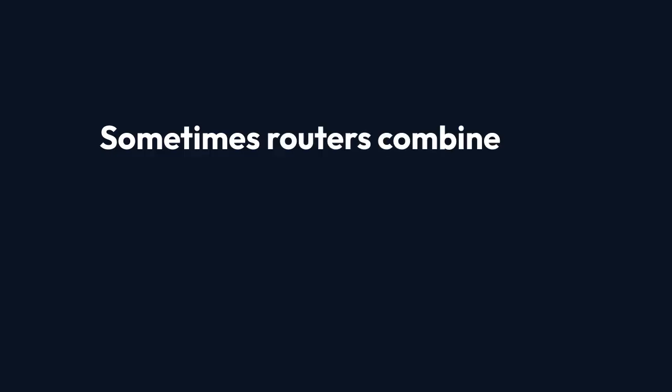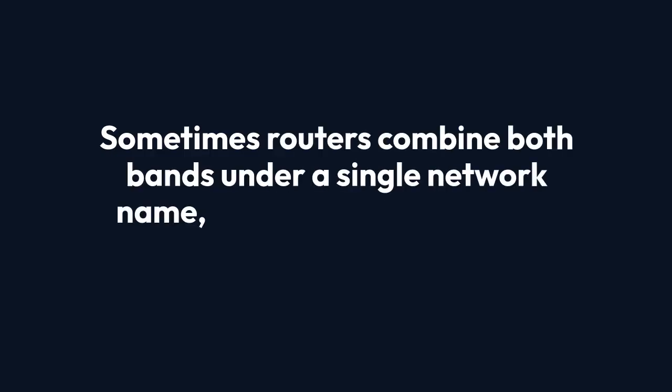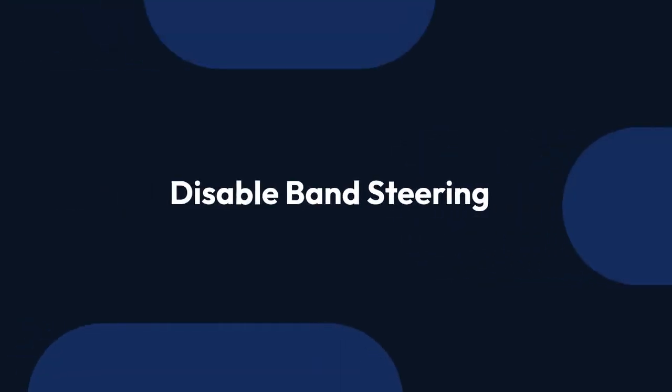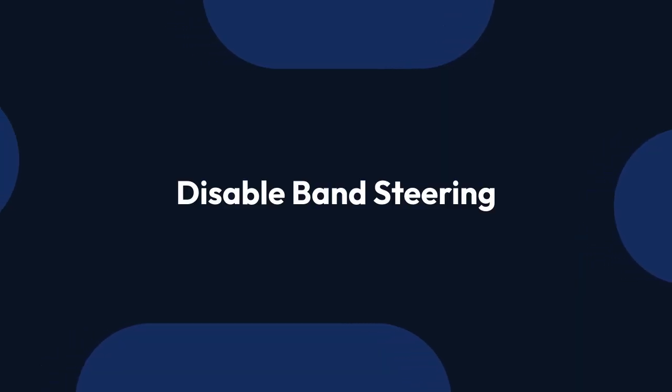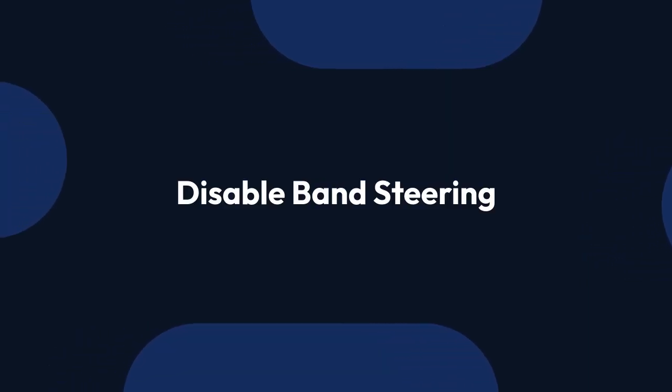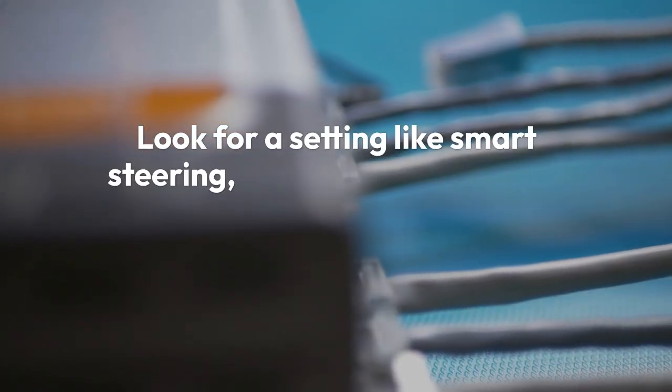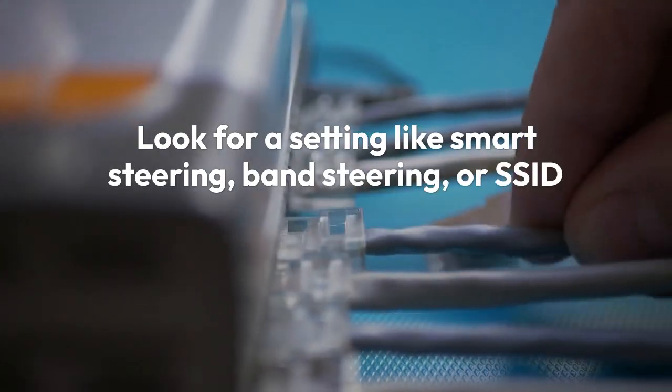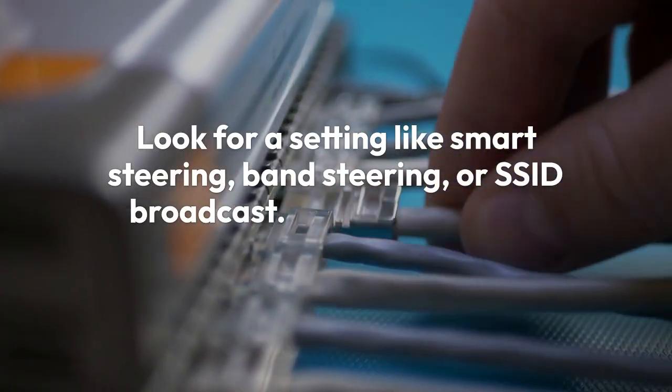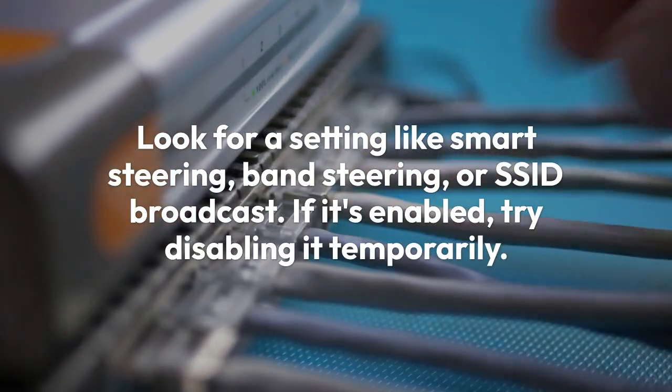Sometimes, routers combine both bands under a single network name, SSID. This is called band steering. If this is the case, you may need to disable band steering to see separate SSIDs for each band. Look for a setting like Smart Steering, Band Steering, or SSID Broadcast. If it's enabled, try disabling it temporarily.